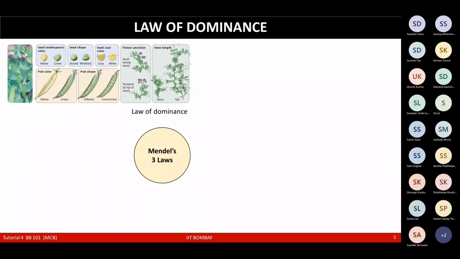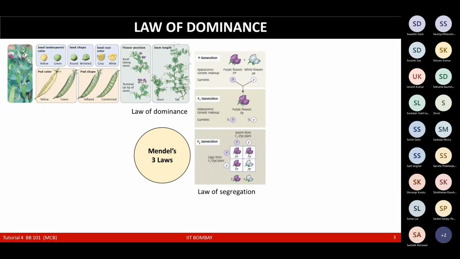And on the top, you can see the law of dominance. In genetics, we have different traits which are considered dominant. In the comparison between axial and terminal, axial is considered dominant over the terminal. On the law of segregation, you can see that in the P generation, we have the purple flowers and the white flowers.